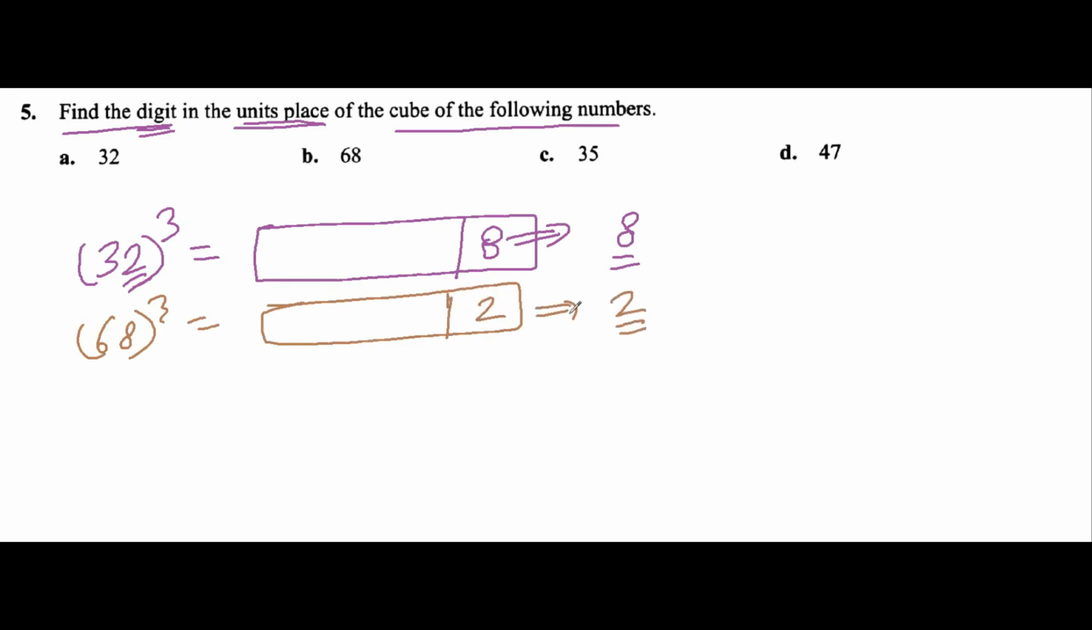Okay, so my answer will be 2. Here it is 35, so my answer will be 5. Here it is 47, so my answer will be 3. I will not look at 4 at all, whatever the number is here.